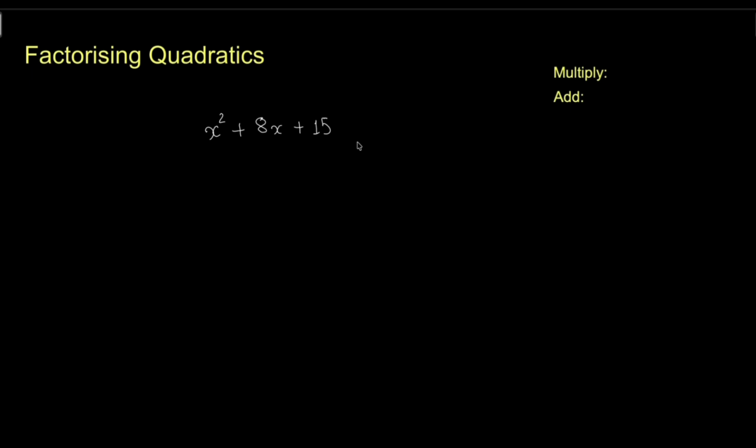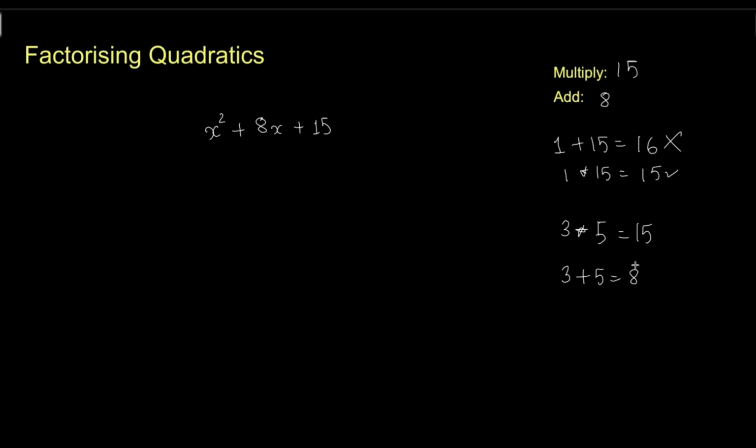x squared plus 8x plus 15. We need two numbers that multiply to give us 15 and add to 8. Let's look at some pairs. 1 and 15. 1 plus 15 is 16. 1 times 15 is 15. The product is correct, but the sum is not. We want 8, not 16. So let's look at another pair, 3 and 5. 3 times 5 is 15. 3 plus 5 is 8, which is correct. So our numbers are 3 and 5.